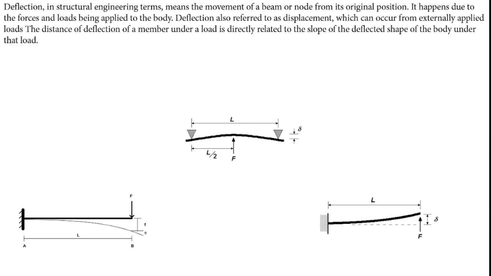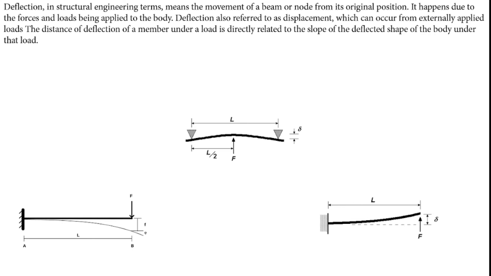What is deflection? Why do we go for FEA? Yes, deflection in structural engineering terms means the movement of a beam or node from its original position. This problem also can be solved with the finite element analysis software. So why does deflection happen? Due to the forces and loads being applied on the body. So deflection is also referred to as displacement.